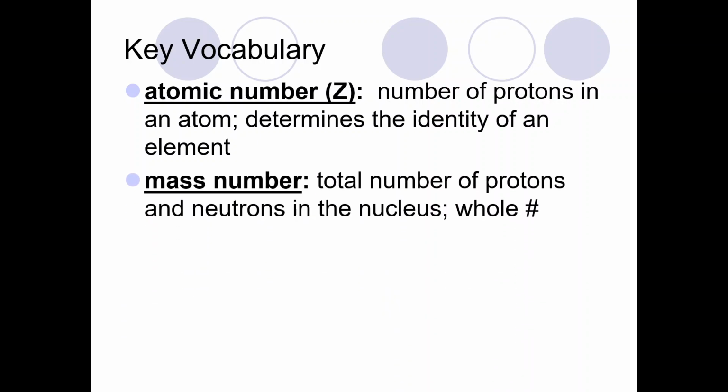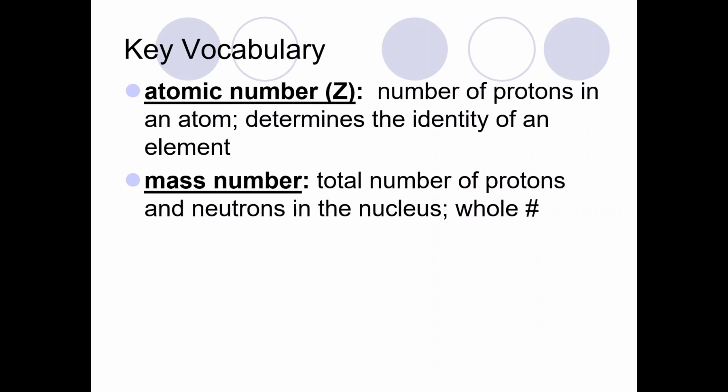The mass number is the total number of the protons plus the neutrons in the nucleus. It is always a whole number. You will not find the mass number on the periodic table, okay? You will find something called the average atomic mass on the periodic table, but you will not find the mass number. And these two things are related, and we'll talk about it a little bit more when we start talking about isotopes.